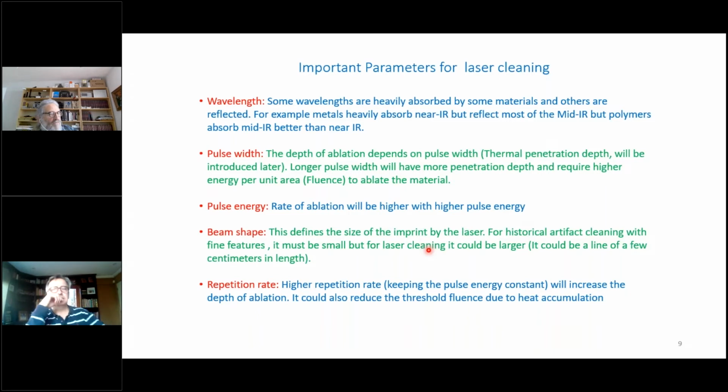However, the disadvantage of that is that mid-IR is not coupled to the fiber optic, so it doesn't have the flexibility.